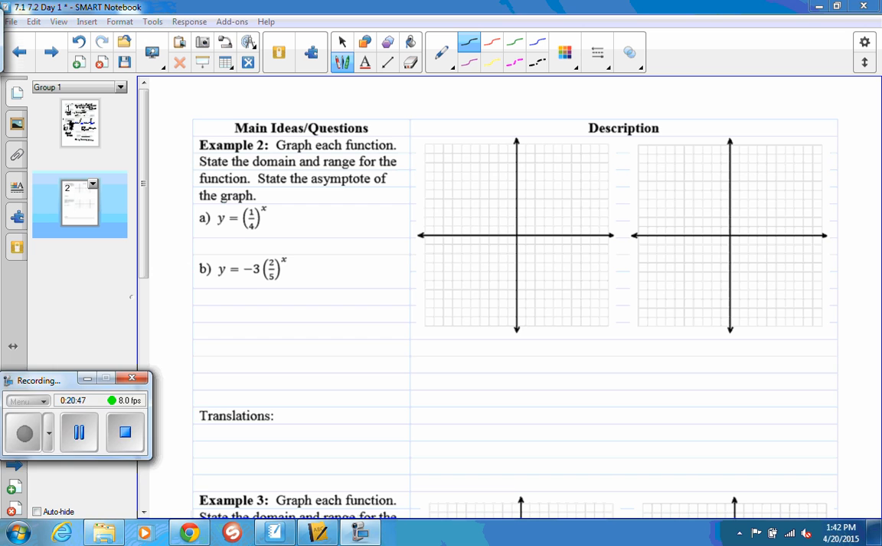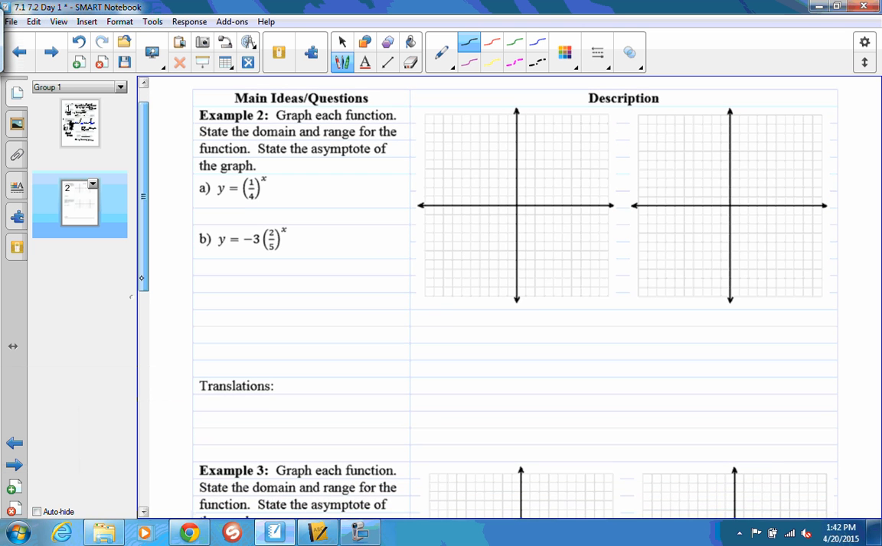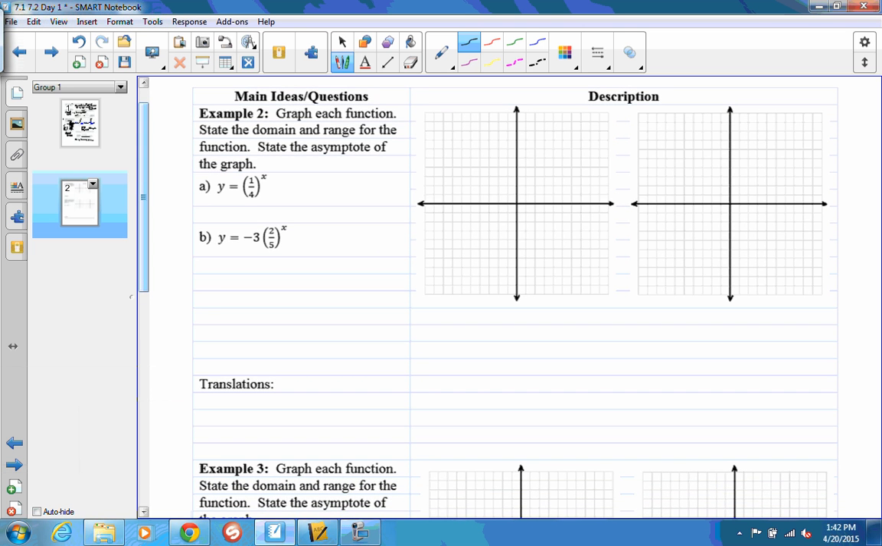All right. So, graph each function, state domain and range, state the asymptote of the graph. Same thing, right? So look at question A. Is that exponential growth or decay? Growth or decay? If you think it's growth, raise your hand. If you think it's decay, raise your hand.